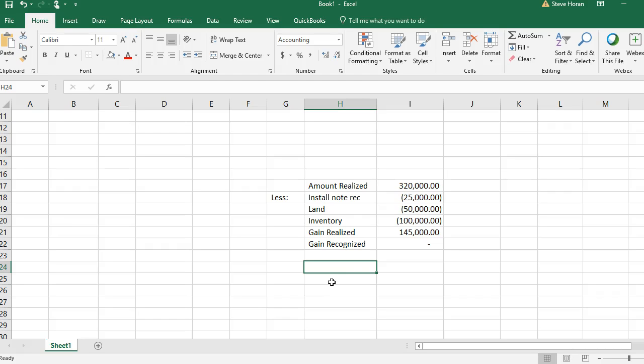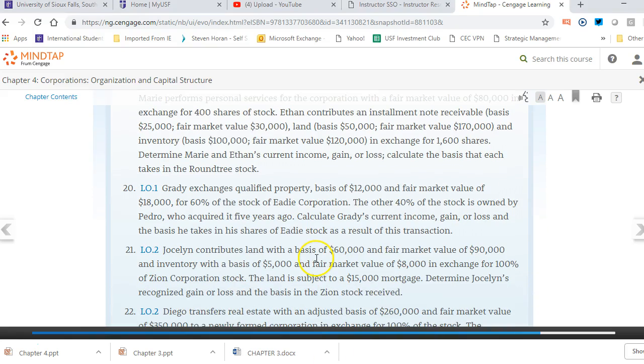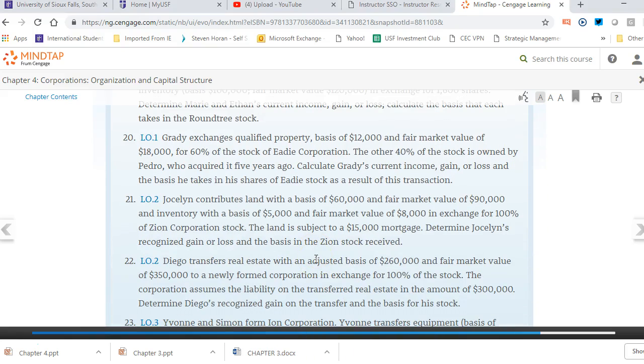Okay, so that was question 19. Let's go to question 20. Right here. Grady exchanges qualified property, basis of 12,000, fair market value of 18, for 60% stock of ED Corp. The other 40% of the stock is owned by Pedro, who acquired it 5 years ago. Calculate Grady's current income, gain or loss, and the basis he takes on his shares of ED stock as a result of the transaction.